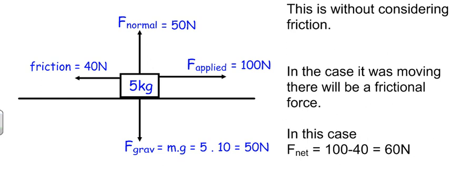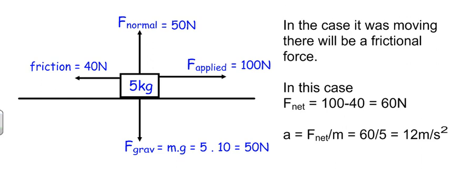Since the body is now acted upon by two forces, an applied force of 100 newtons to the right and the frictional force of 40 newtons to the left, the net force is now 60 newtons. Again, we can apply Newton's second law equation to find the acceleration of the body. Acceleration equals F net divided by mass. In this case, F net is now 60 newtons, the mass is still 5 kilograms, and so the acceleration is now 12 meters per second squared.